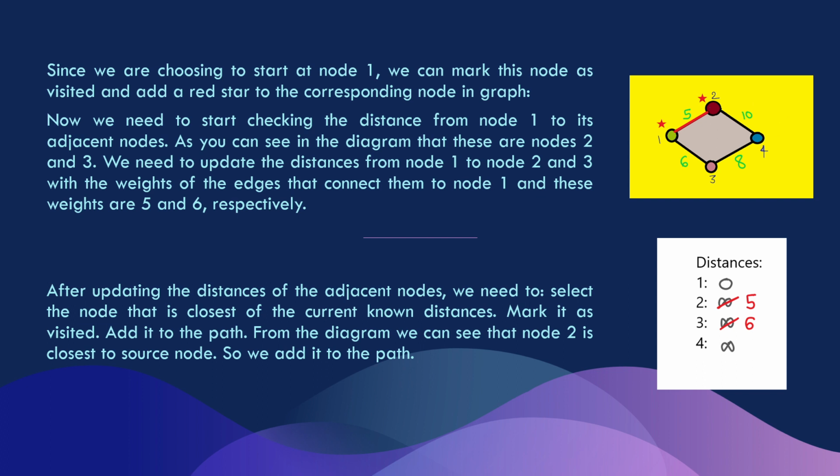Now we need to start checking the distance from node 1 to its adjacent nodes. As you can see in the diagram, these are nodes 2 and 3. We need to update the distances from node 1 to nodes 2 and 3 with the weights of the edges that connect them to node 1, and these weights are 5 and 6 respectively. After updating the distances of the adjacent nodes, we need to select the node that is closest of the current known distances. Mark it as visited and add it to the path. From the diagram, we can see that node 2 is closest to the source node, so we add it to the path.